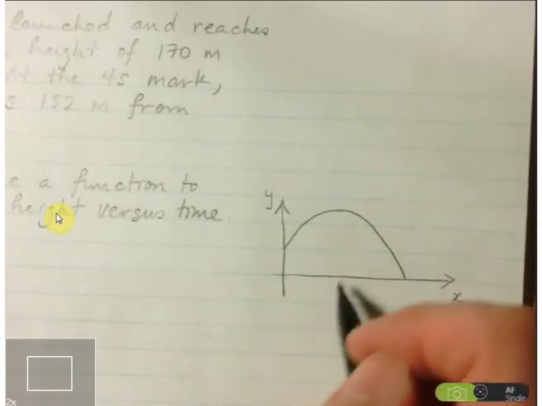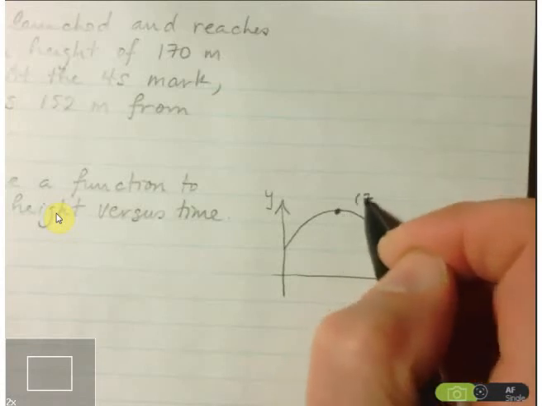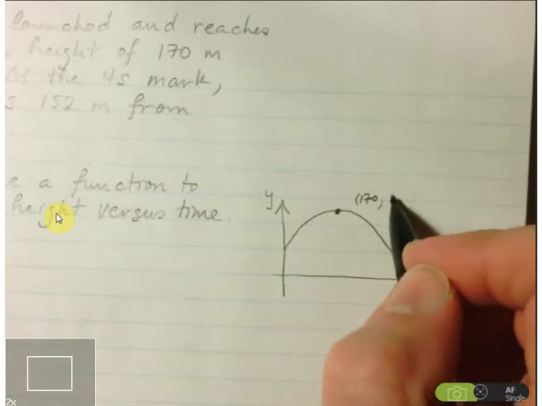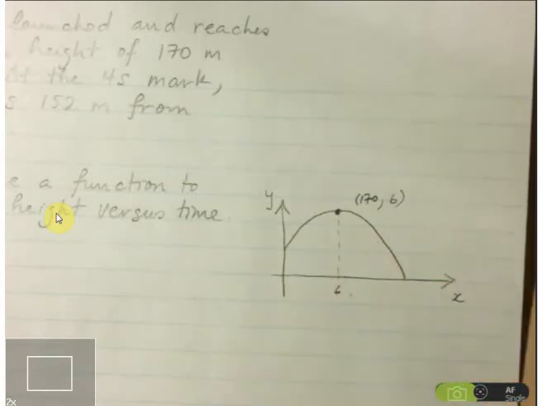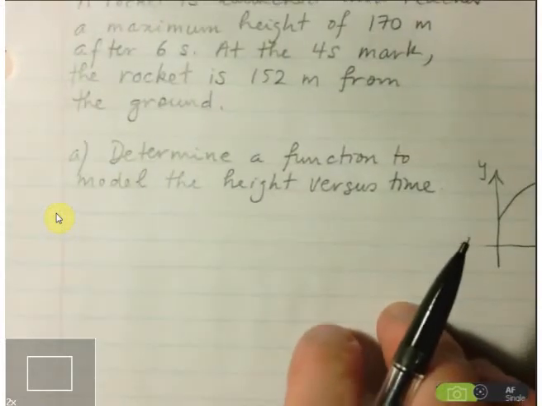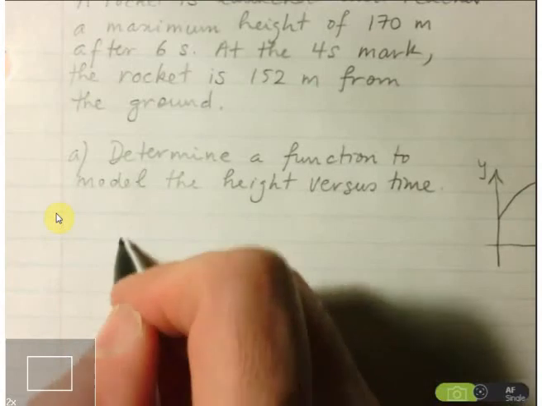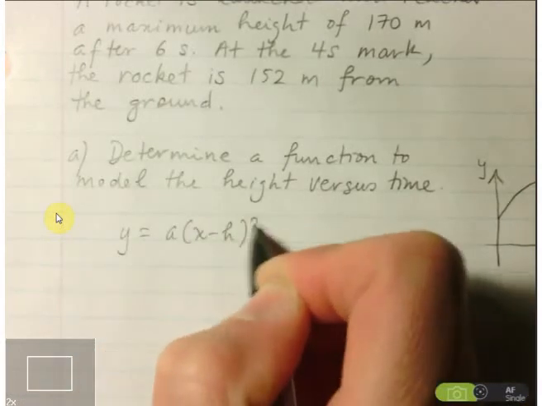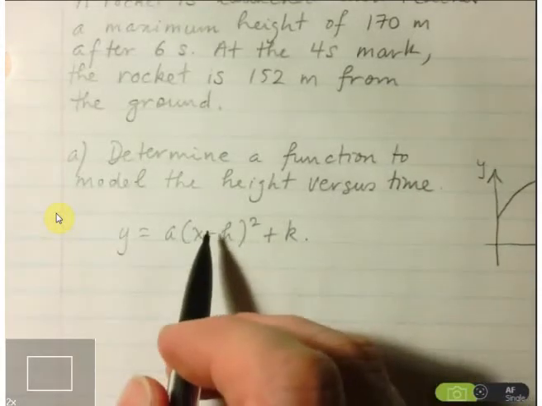But what we do know is that at a height of 170 meters, which is the maximum height, this occurs after 6 seconds. So this is what we're working with. Now, since we do have information about the vertex, we want to work with vertex form. So when you have a problem like this, the first thing you should do is just write out the general form of the equation. Don't even hesitate. This should be the first thing you think of.